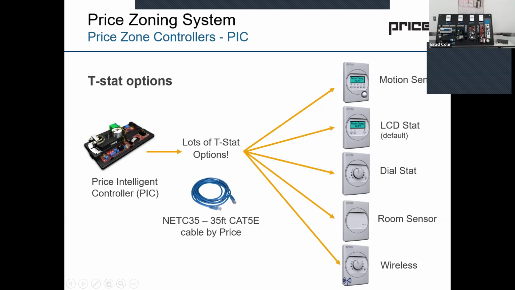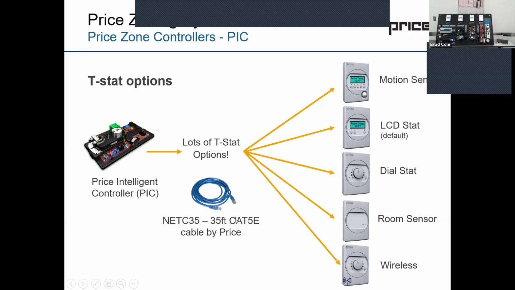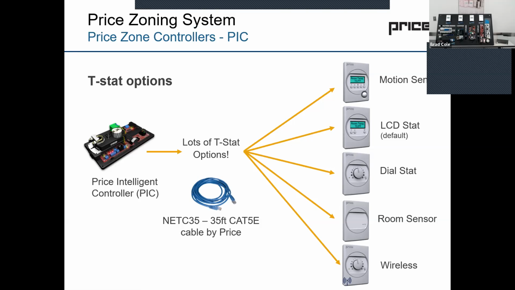Now, as I mentioned too, in the middle here, 35-foot cables that are provided by Price, plenum rated, ready to go with the RJ45 jacks. So you just plug it in from the controller to the back of a thermostat. And I'll show you that in the hands-on portion as we get to it.